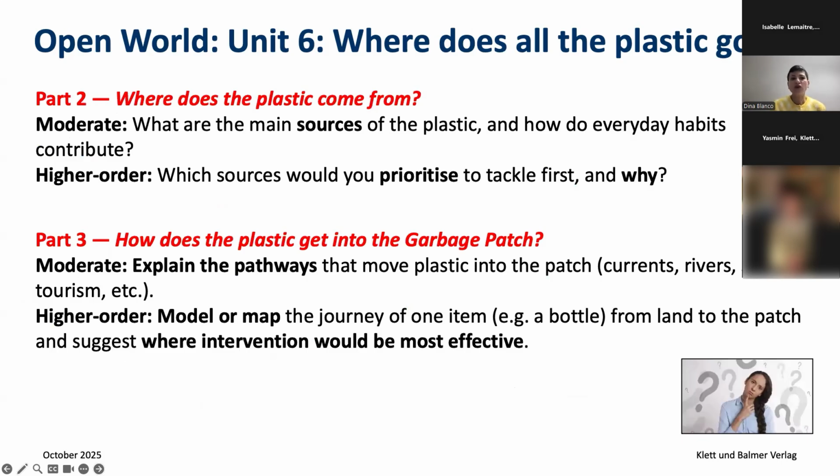So one of the questions was, where does the plastic come from? And I asked for more moderate versions, which is the understand, apply levels. And also we've got a more higher order, which moves up to analyse, evaluate, and create. So for example, instead of where does the plastic come from, we can have questions like, what are the main sources of the plastic and how do everyday habits contribute? Again, if you want to use the same text, fine. You can just tweak those questions a little bit, but this just shows you how we can change the questions.